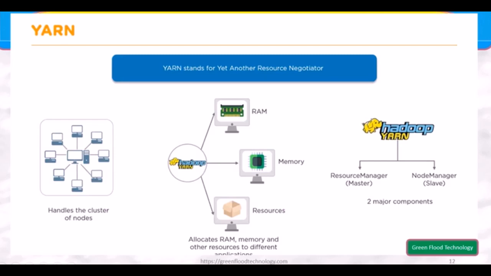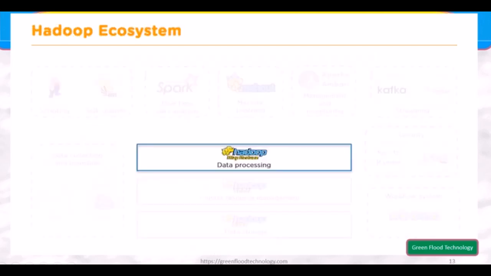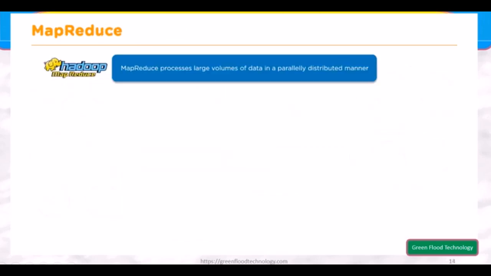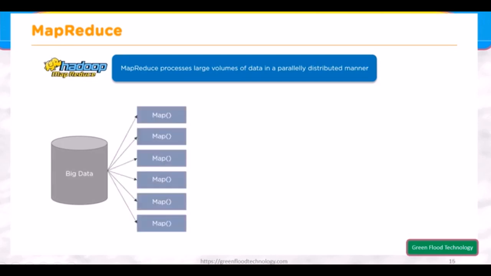The other Hadoop ecosystem component is MapReduce. MapReduce is a distributed computing paradigm developed to process vast amounts of data in parallel by splitting a big task into smaller map and reduce tasks. This is data processing. MapReduce processes large volumes of data in a parallel, distributed manner. It is a simple programming model that enables parallel execution of processing programs, executing the work near the data.